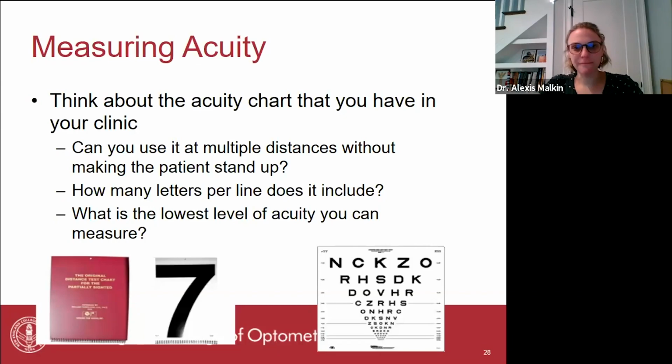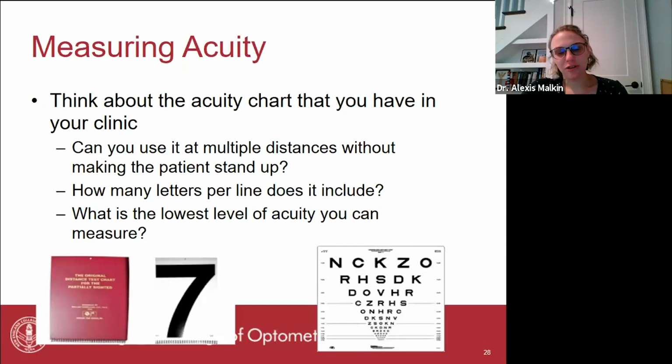Once you have a good history, you want to start to measure acuity. You want to think about the acuity chart that you have in your clinic. Obviously, you can make it work with whatever acuity chart you have, but there are some charts that are better than others. So when I'm thinking about going to a new clinic site, I want to know, can I use the chart at multiple distances without making the patient stand up and walk closer? Is it something that I can bring to the patient? If they have mobility impairment, I don't necessarily want to have them get up with their walker to be able to see the chart. How many letters are there on each line on the chart?